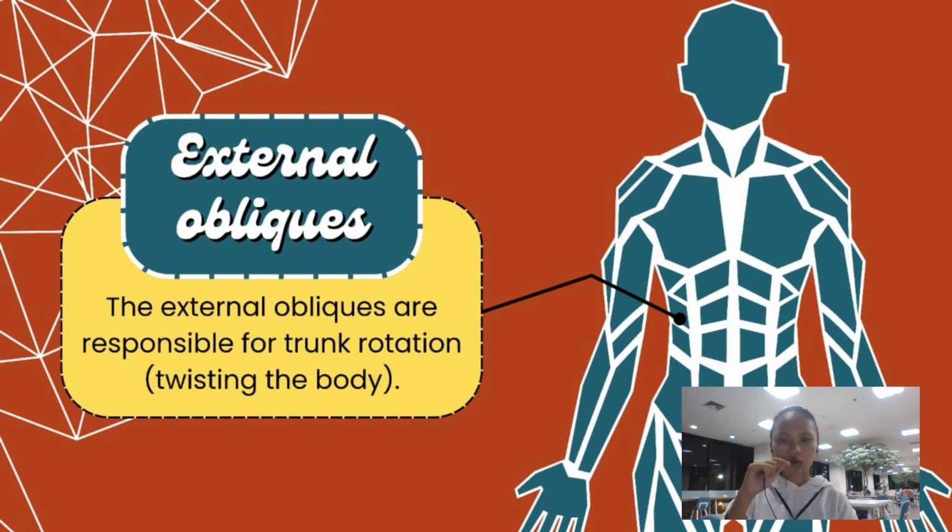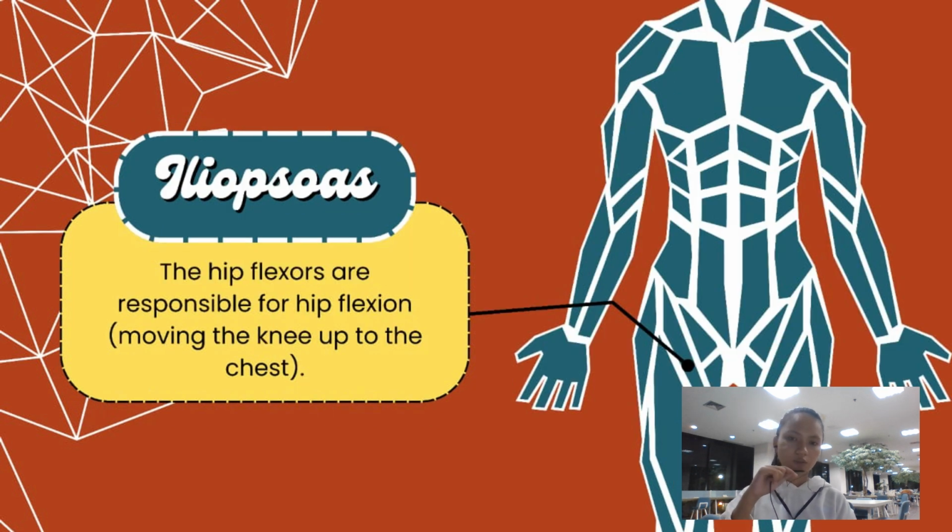Next is iliopsoas. The hip flexors are responsible for hip flexion or moving the knee up to the chest. The placement in our crotch. Yes.